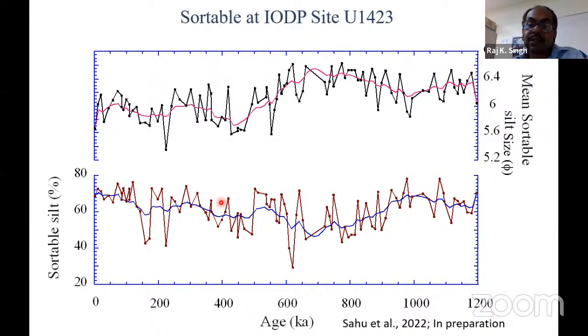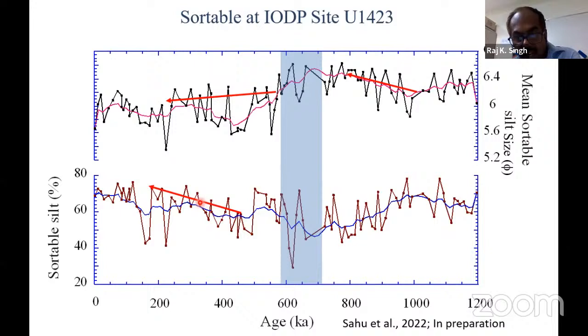McCave has suggested that you can measure the bottom water current using the sortable silt. So we thought, let's see how it varies. If you see this, the sortable silt percent has increased after the middle Pleistocene transition, and the mean sortable silt has decreased. That means more finer silt-size particles are coming to that site. They are poorly sorted, and their percentage has increased during this time period.